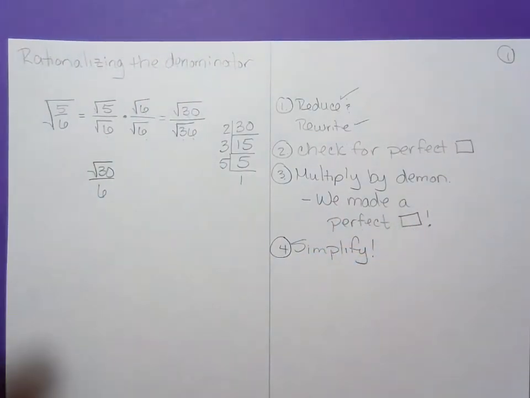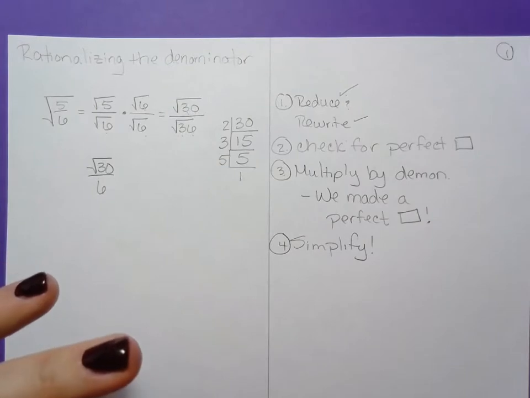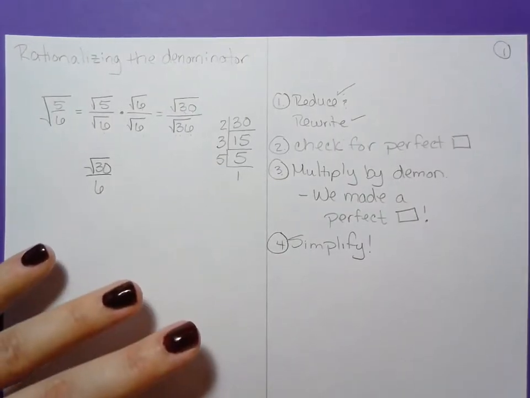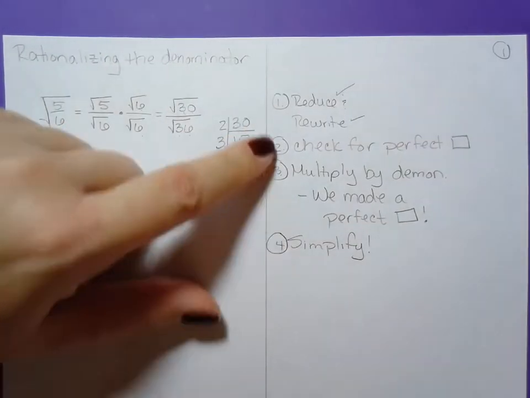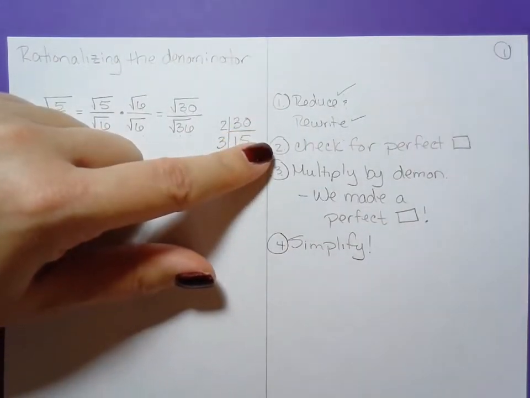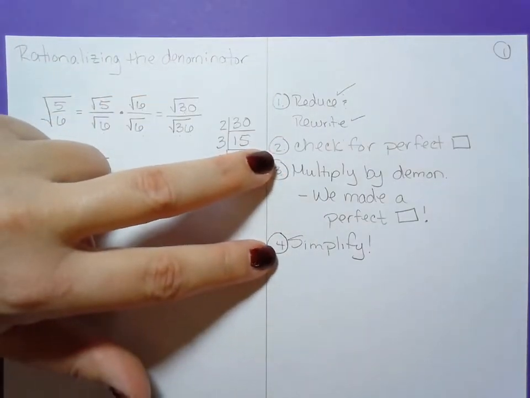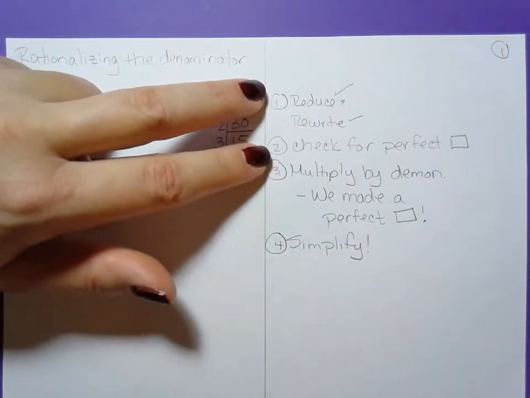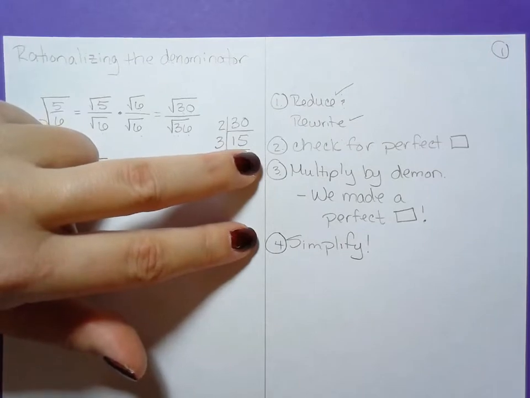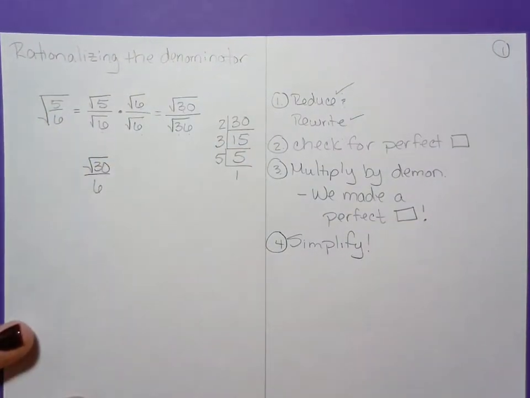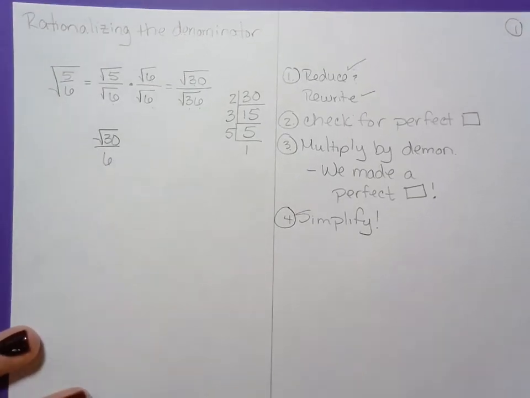This is not a complicated process. It's just something you have to take the time to do every step. There are no good shortcuts. But if you'll follow these steps, if you'll reduce and rewrite, if you'll check for perfect squares, this will simplify these last two steps. If you skip number 1 and 2, that makes 3 and 4 a lot harder to do because you're going to be dealing with much bigger numbers. So let's run through one more example.